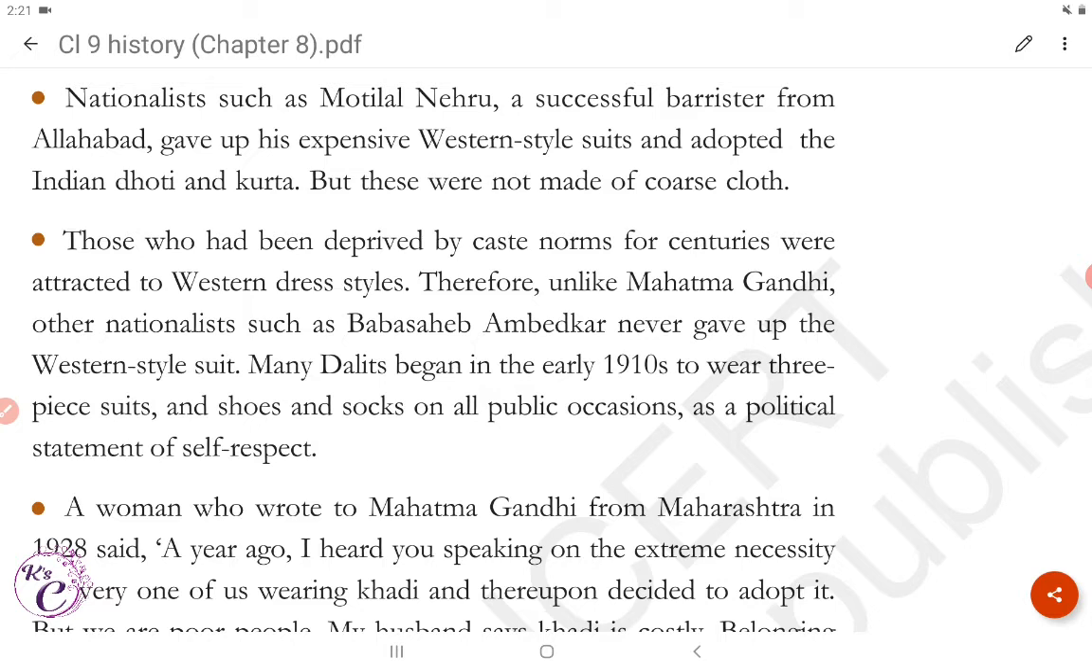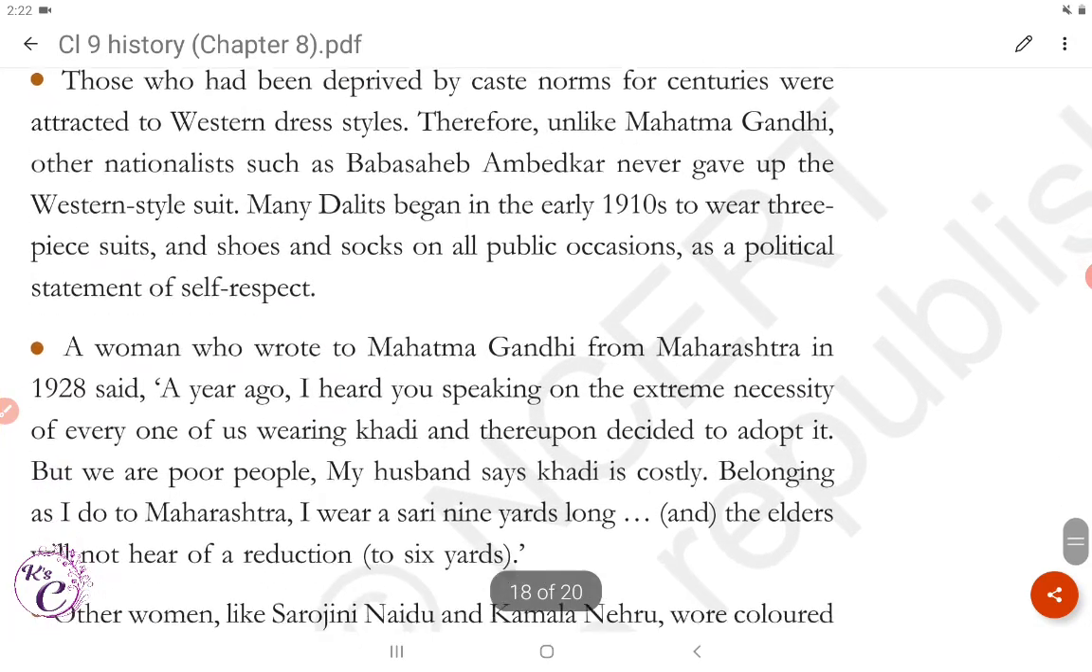Those who had been deprived by caste norms for centuries were attracted to Western dress styles. Therefore, unlike Mahatma Gandhi, other nationalists such as Baba Sahib Ambedkar never gave up the Western style suit. Many Dalits began in the early 1910s to wear three-piece suits and shoes and socks on all public occasions as a political statement of self-respect.